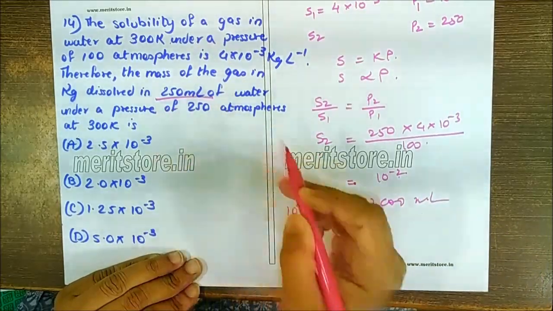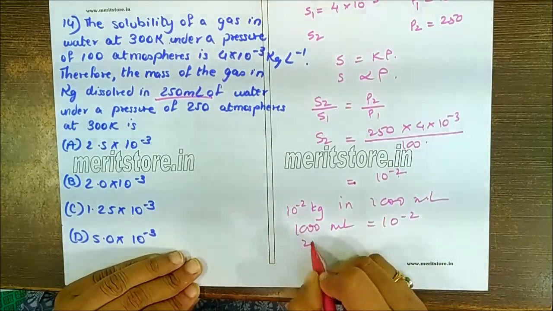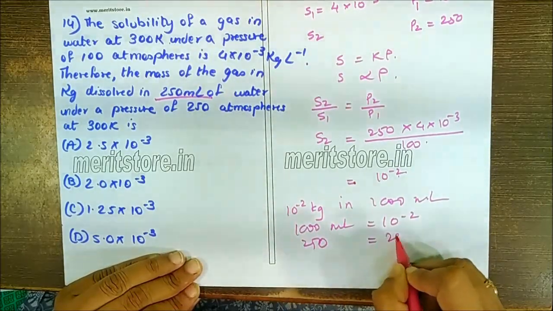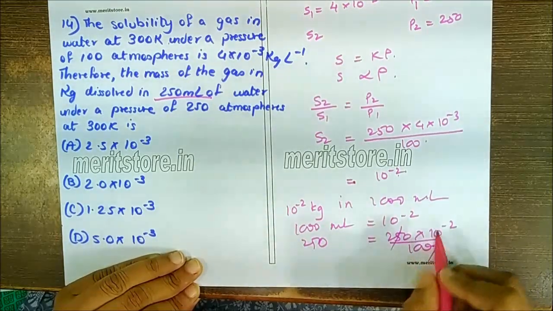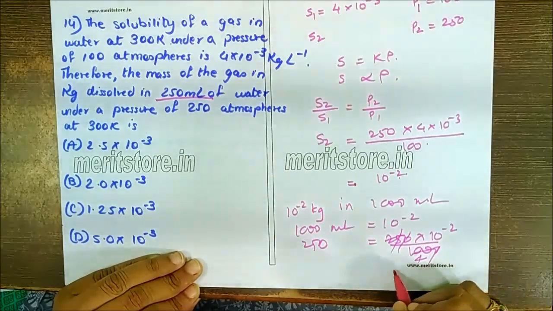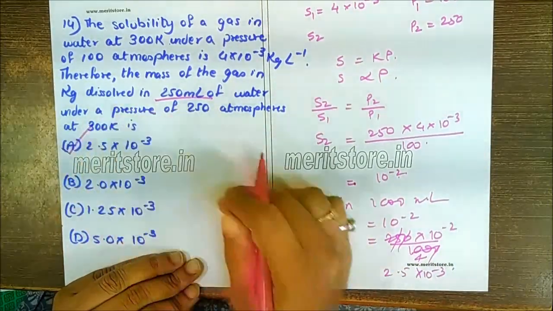But they have asked us about 250 ml. So 1000 ml contains 10 raised to minus 2, so 250 will contain 250 into 10 raised to minus 2 upon 1000. So this is 4, so it's 2.5 into 10 raised to minus 3. So the answer is option A.